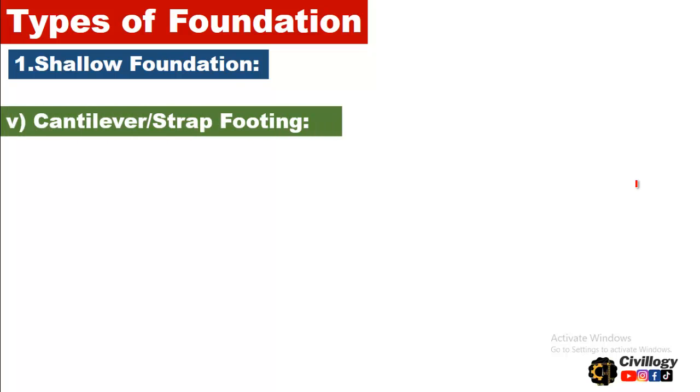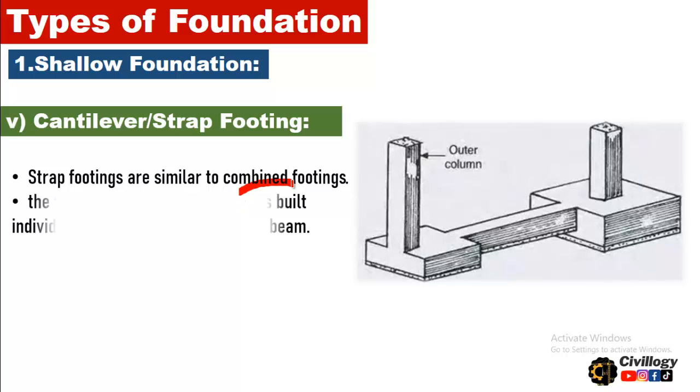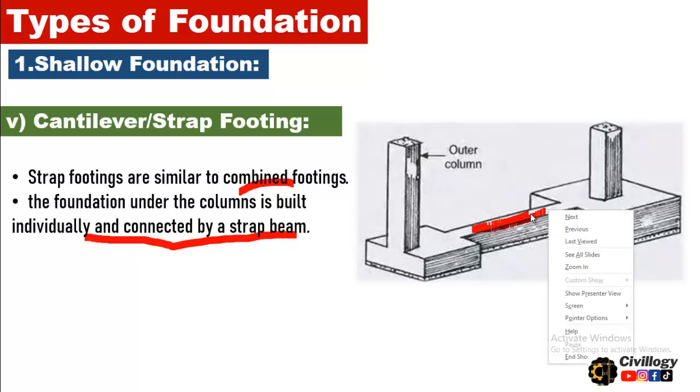The fifth type of shallow foundation is cantilever or strap footing. As you can see in this picture, strap footings are similar to combined footings as we discussed on the previous slide, and the foundation under each column is built individually and connected by a strap beam. As you can see over here, this is the strap beam.